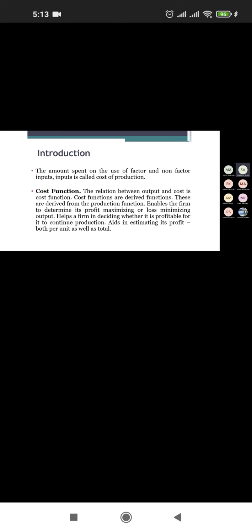So today we discuss the cost curve. What do you mean by cost function, how can we discuss the cost, and what are the main types of costs borne in the production process? Let's start our lecture with the introduction. What do you mean by cost?